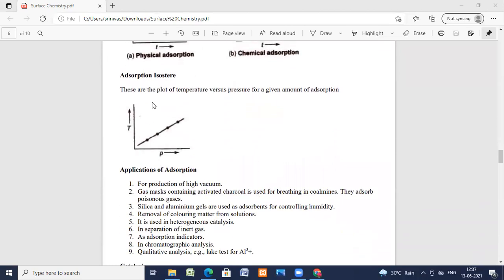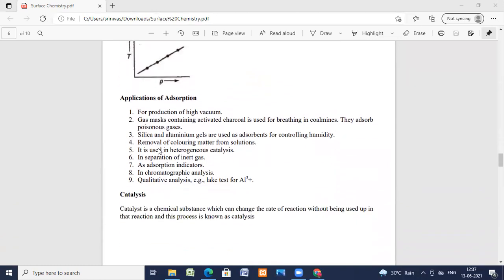And what is an adsorption isostere? It is a plot of temperature versus pressure for a given amount of adsorption. Okay. Now, what are the applications of adsorption? I've told you in the starting of the class: purification of the vegetable oils we use, for which fuller's earth is used.